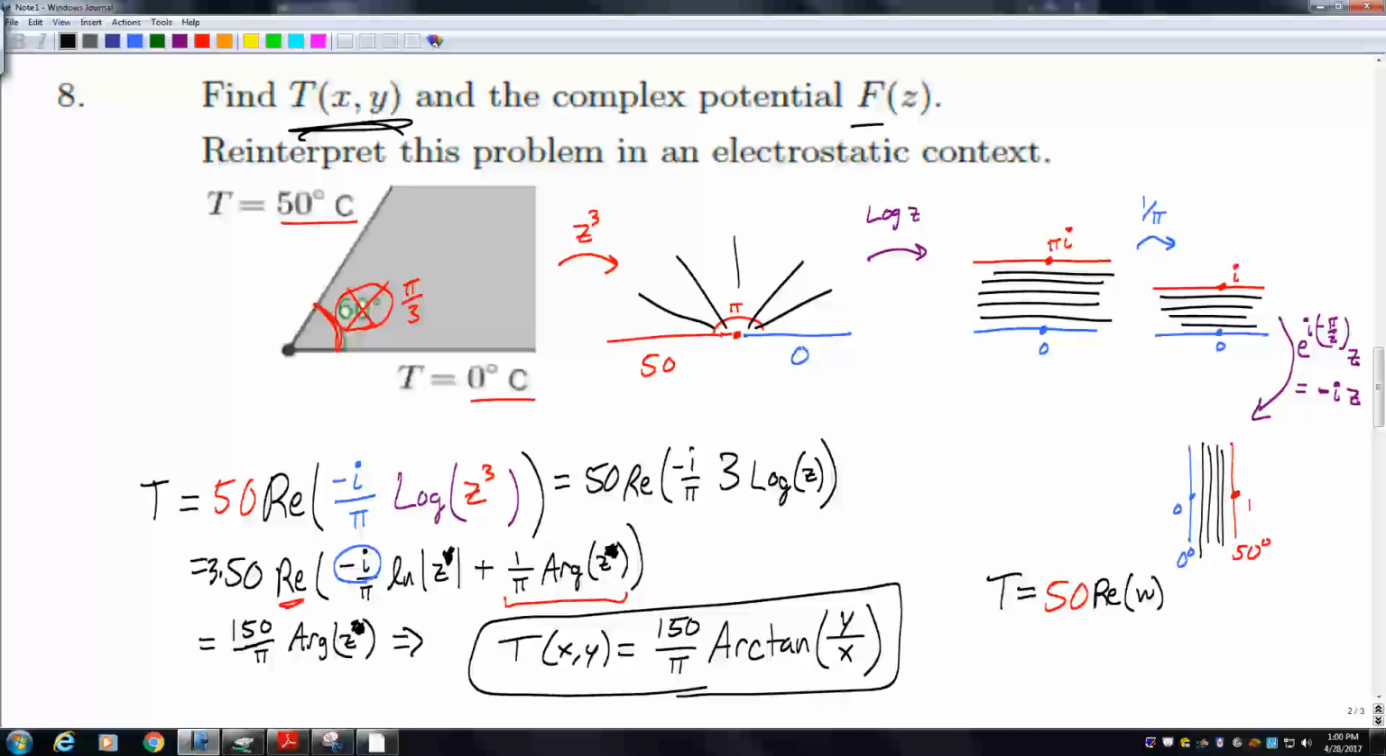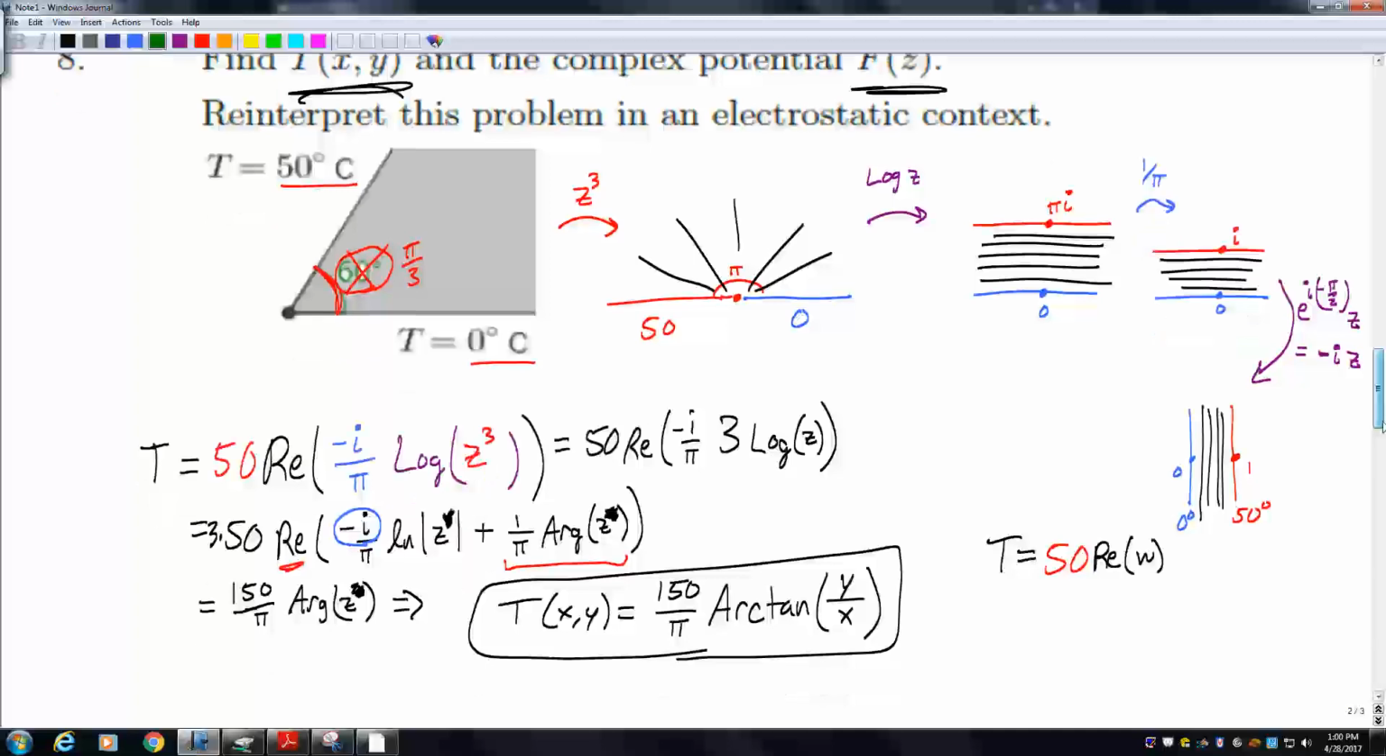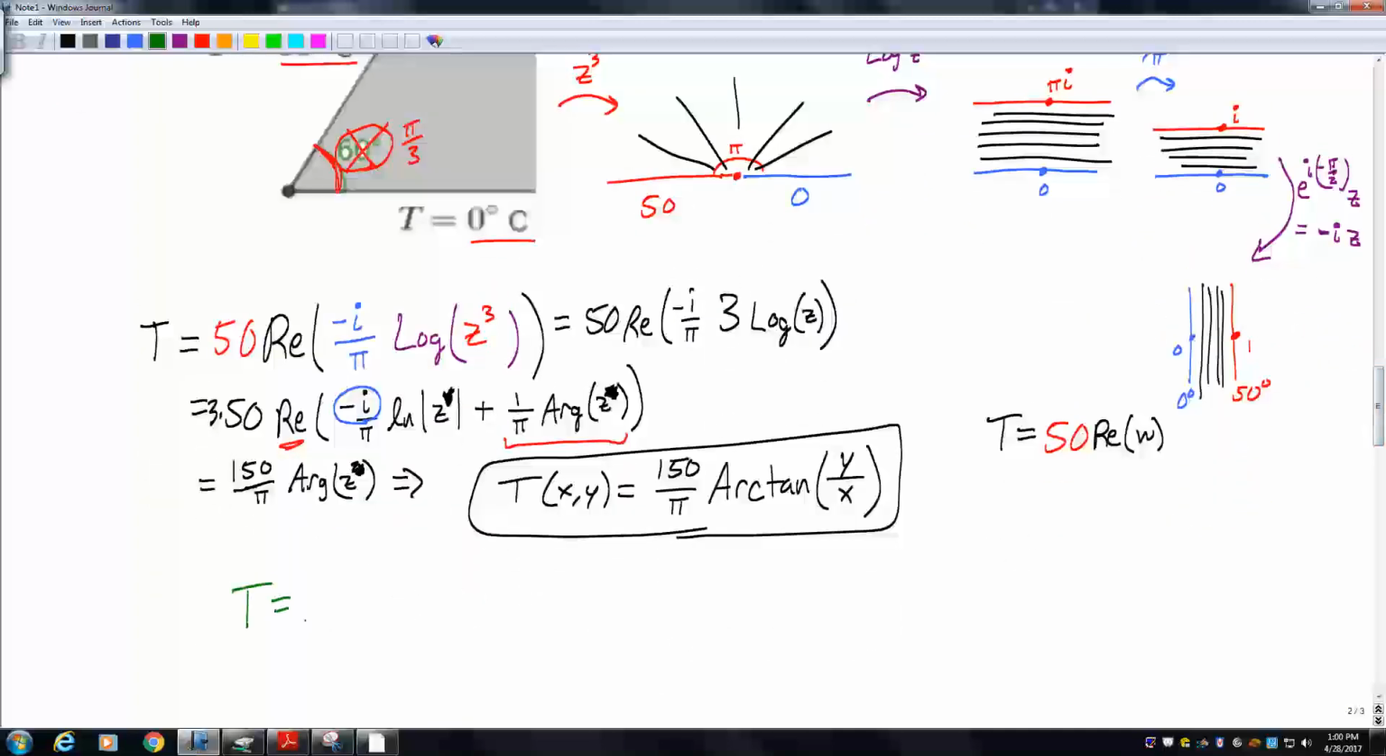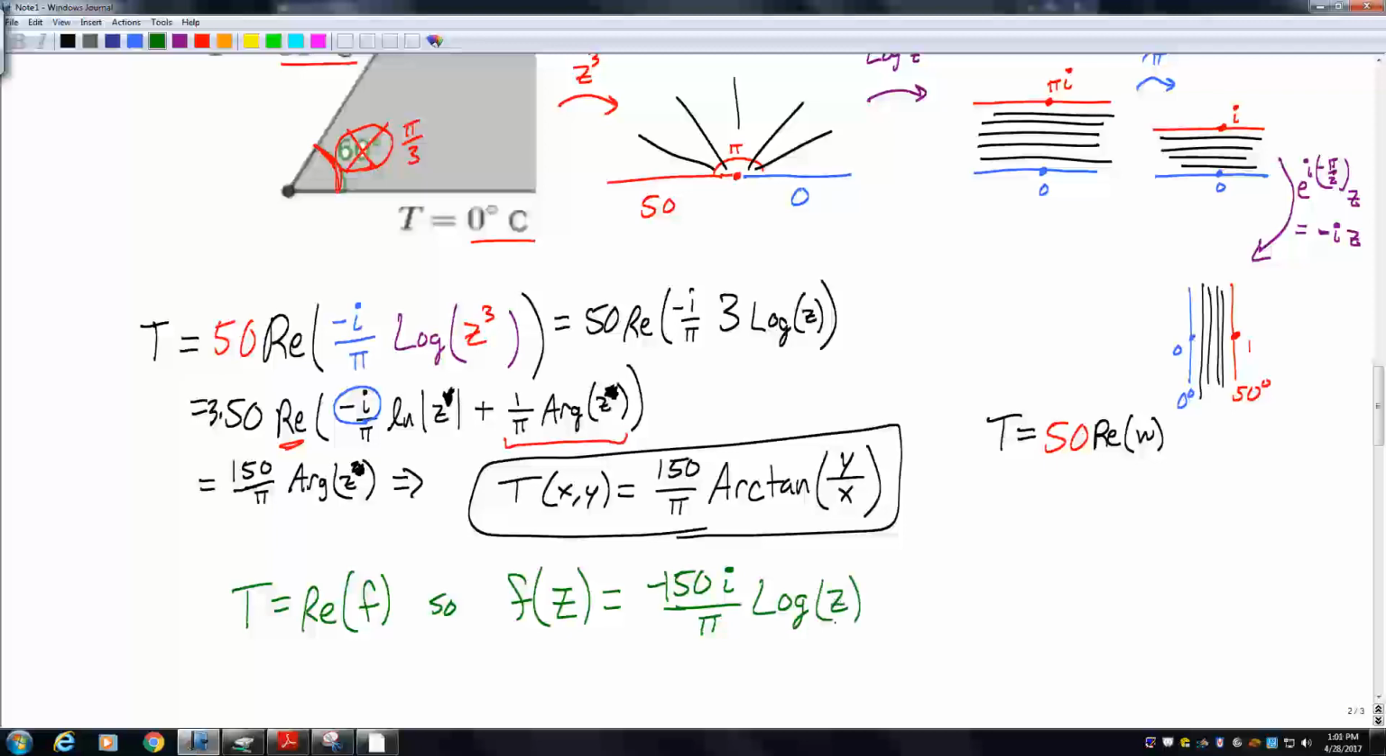We were also asked about finding the complex potential, and you can see it right here. I've already written T as the real part of something, and so remember T is the real part of the complex potential. So my complex potential f of z is just given by what I have here, negative 50 i over pi log of z cubed, or if you want to bring that cube out front, I guess it's negative 150 i over pi log of z. Okay, so there's my complex potential function.